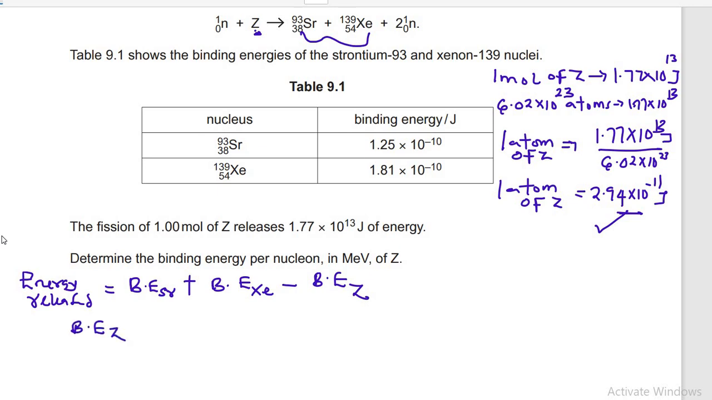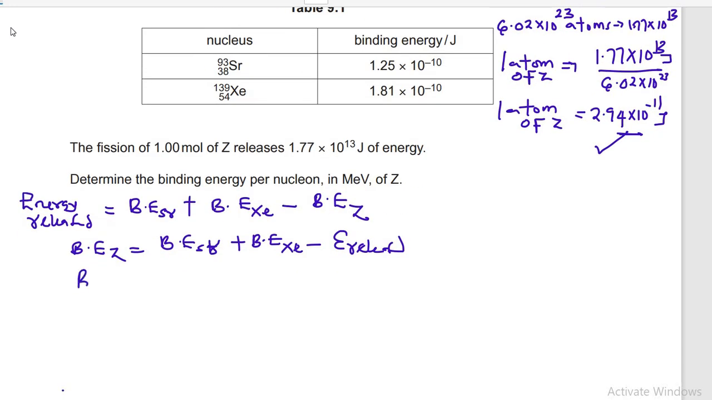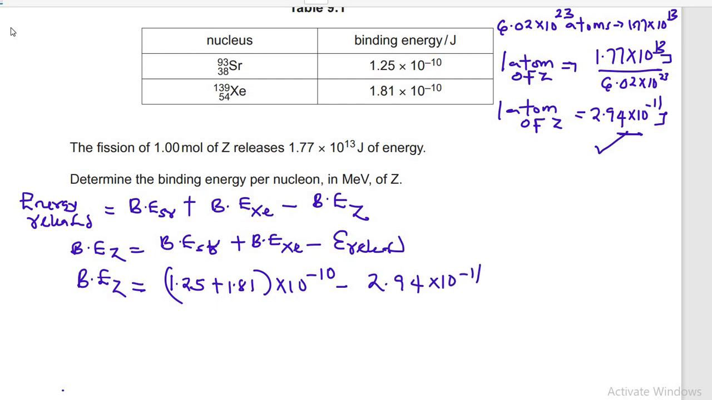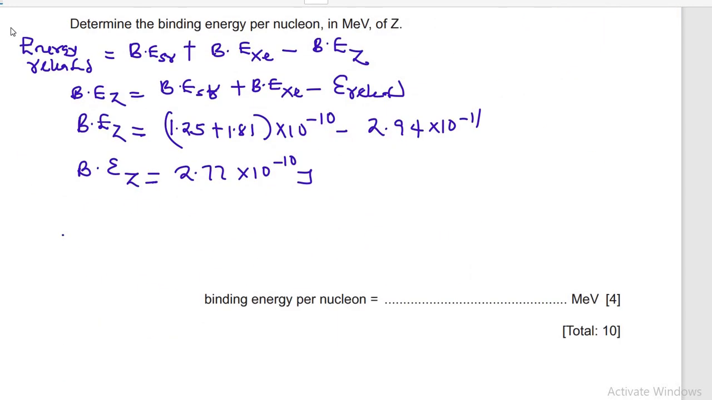So we are looking for the binding energy of Z. The binding energy of Z will be binding energy of strontium plus binding energy of xenon minus energy release. The binding energy of strontium in the question is 1.25, xenon 1.81, with the same power, times 10 to the minus 10. Energy release is 2.94 times 10 to the negative 11. So binding energy of Z from our calculation will give us 2.77 times 10 to the minus 10 joule.